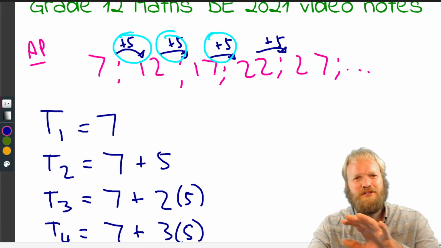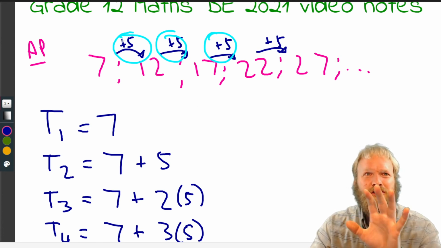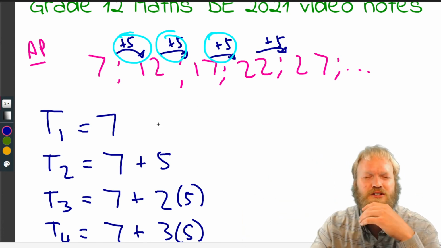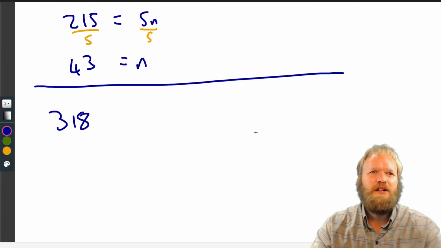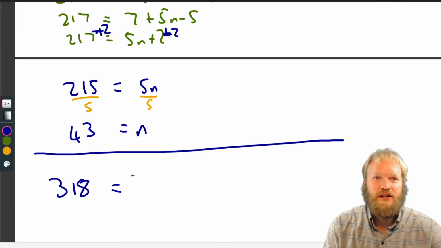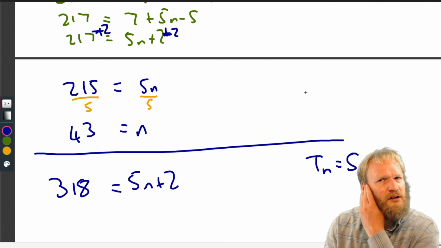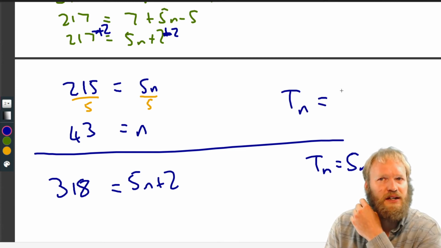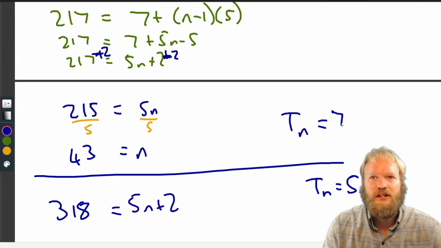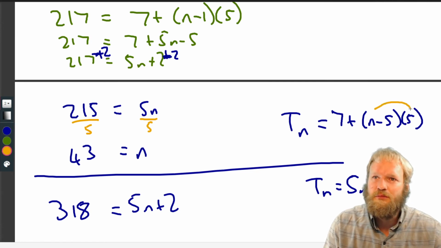Okay, that feels good and intuitive, but maybe a bit more mathematical. We'd have to start talking about 5s and 10s. Or, let's just sub it and see. 318 equals 5n plus 2, because we know that tn equals 5n plus 2. Now, I've just simplified what we had there. We originally said tn was 7 plus (n minus 1) times 5. It's worthwhile just simplifying this.